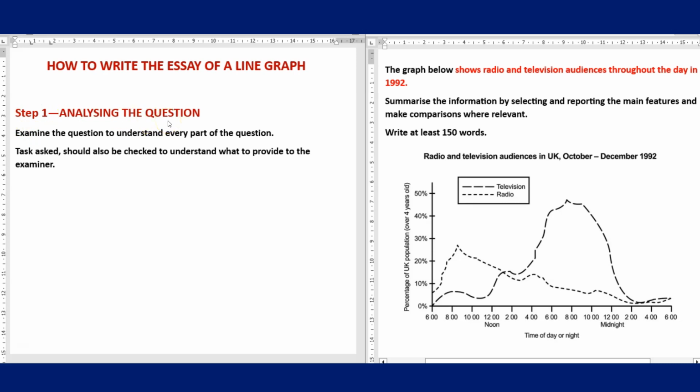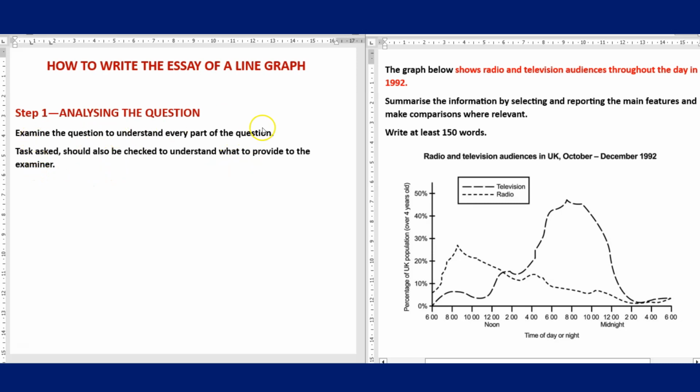When we talk about analyzing a question, it means you are going to examine the question to understand every part of it. So here you're just going to look at it as a whole and examine every part of it. Look at the question itself, the topics in every part. So we just check it and look at what is needed in order to have a full understanding of our question. We look at the tasks that have been asked, and they will also be checked to understand what to provide to the examiner.